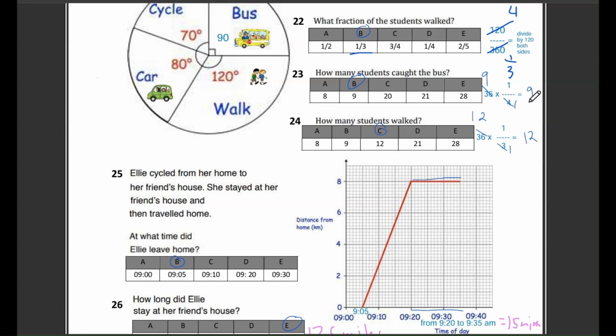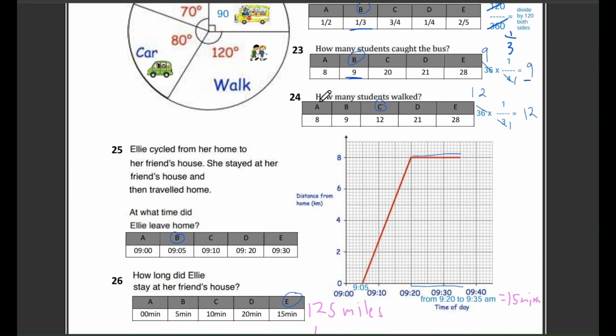The correct answer here is B, which is 9. We know from a previous question that the bus sector was 1/4 of the whole pie chart. We then must find 1/4 of 36, which is 36 divided by 4, so the answer is 9.